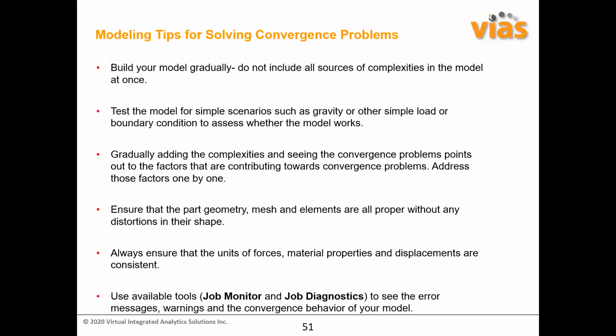For example, if you are working in a static model and you have gravity present, without checking any other loads, first just test the gravity with a very simple material model. See if the model is working, if the contact is established, and so on. Gradually adding the complexities and seeing the convergence problems points out the factors that are contributing. Through a logical process of elimination, you can find out what is causing the convergence problems. Now, this goes back to the basics: ensure that the part geometry, mesh, and elements are all very well defined, very proper, without any distortions in their shape.